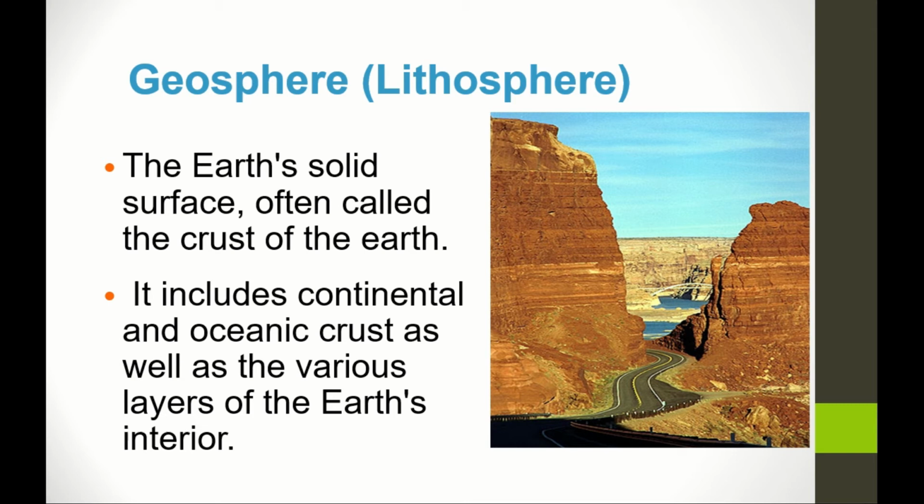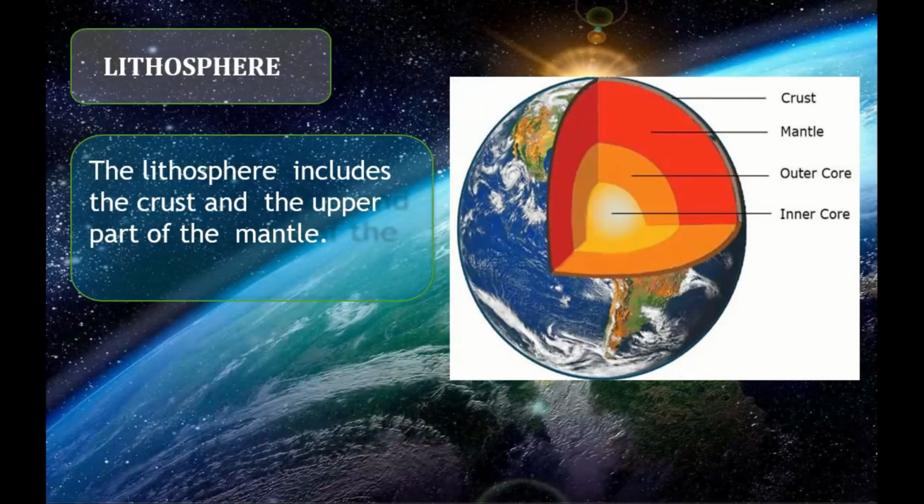Now let's move on to our geosphere or the lithosphere. So the Earth's solid surface, often called the crust of the Earth. It includes the continental and oceanic crust as well as the various layers of the Earth's interior. So, for our geosphere or lithosphere, it's like a review of our Earth's layer. So, let's see. Lithosphere. So, we have here our inner core, our outer core, the mantle, and the crust. Ayan. So, alam na alam natin to, no? Since elementary days, ito na yung nakikita natin na illustration of our structure of our Earth. Okay?